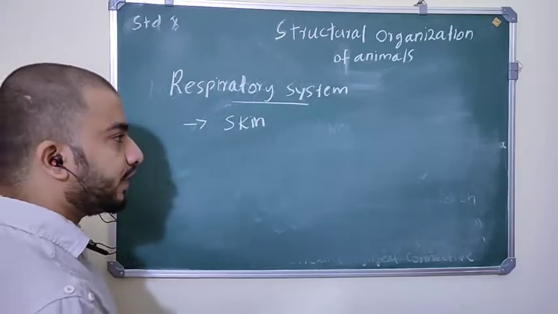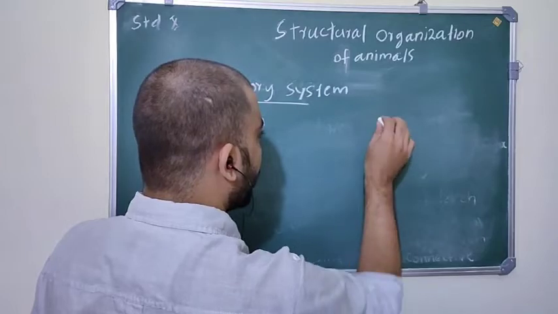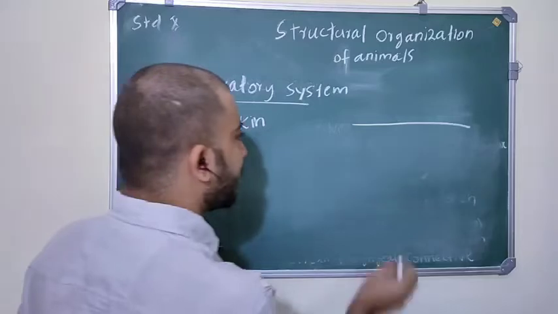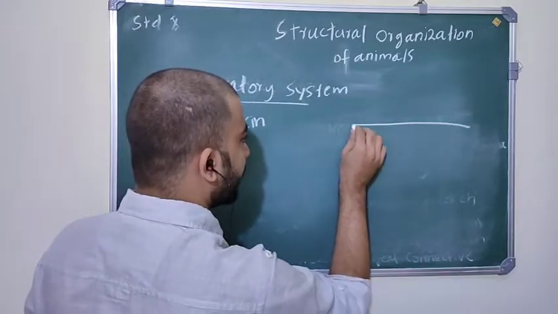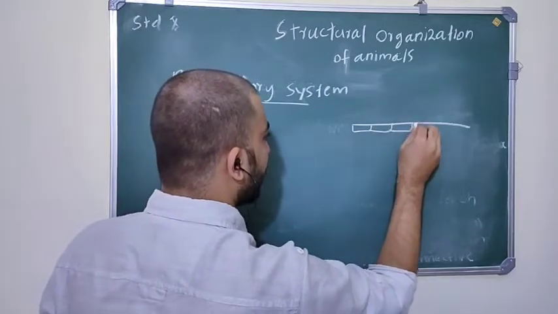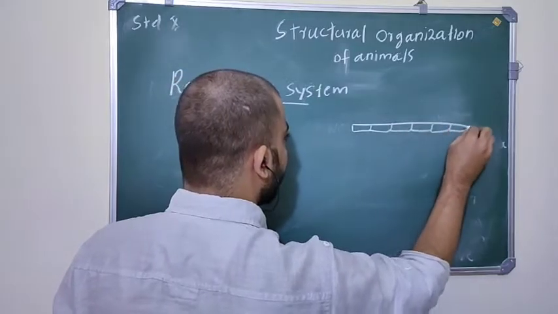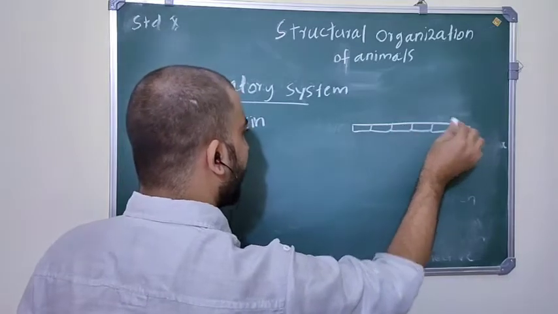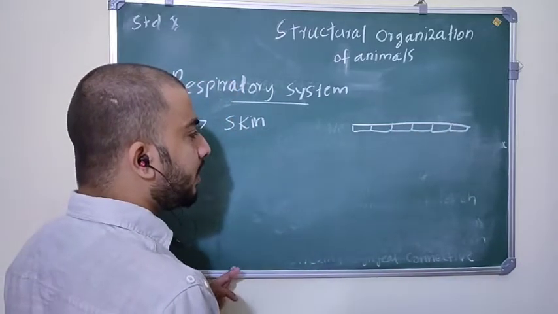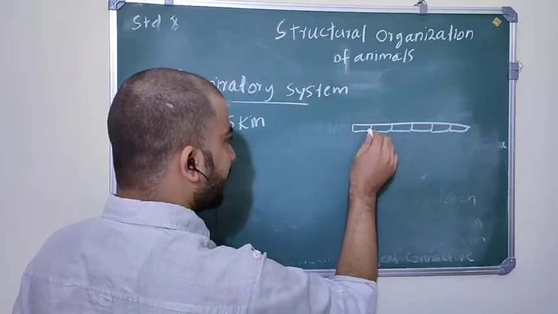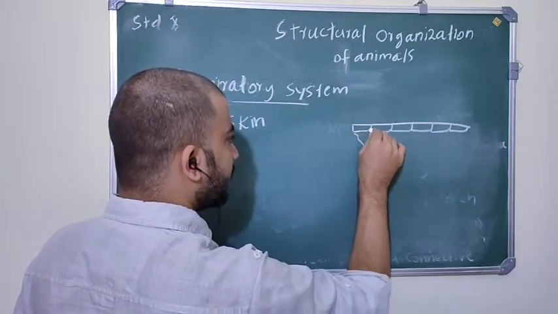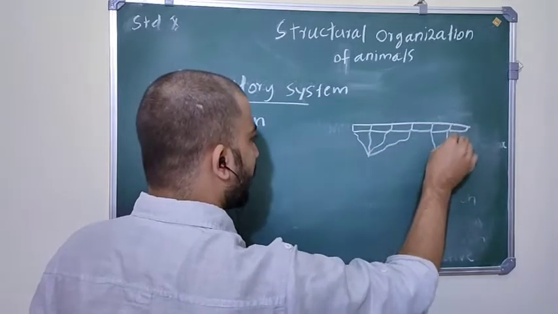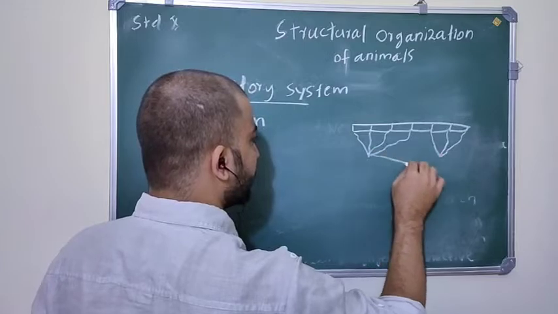Suppose we take the body wall of the leech, we already studied the epidermal layer. Okay, so this is the epidermal layer of the leech. These are the cells of this epidermal layer. In between these epidermal cells, many small blood vessels are extended.